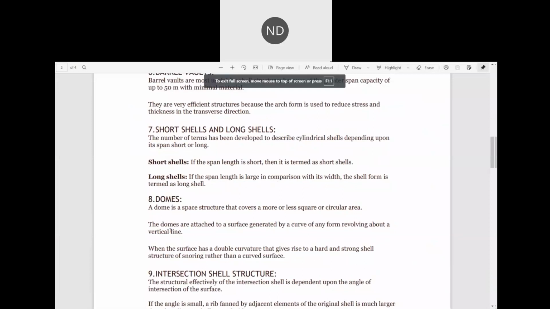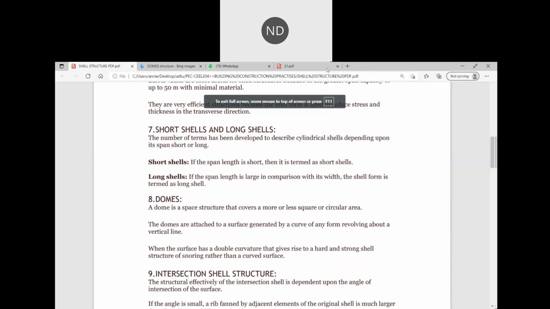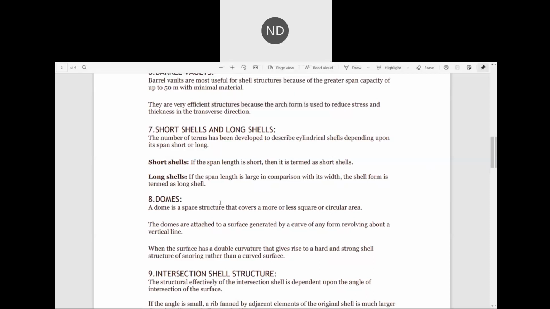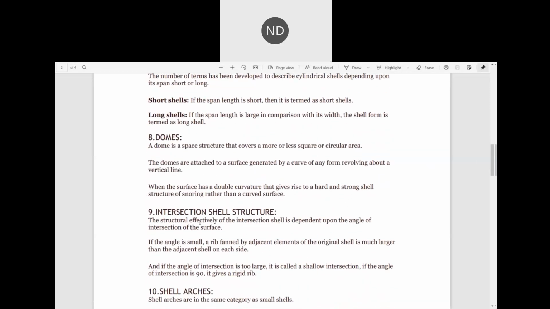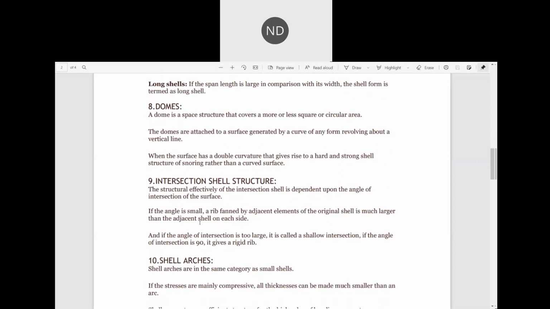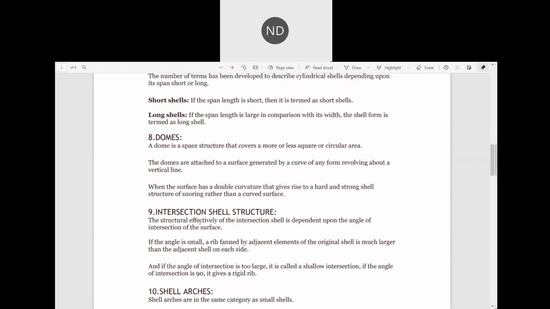Okay. So we have seen the dome structure. Now coming to intersection shell structures. We are talking about different types. So another one is your intersection shell structure.